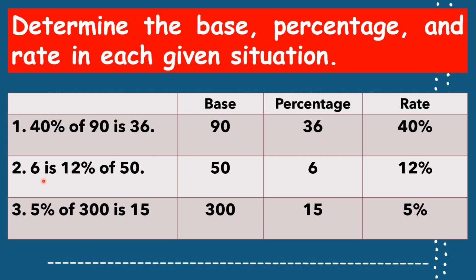For number 2, we have 6 is 12% of 50. So for our base, we have 50. Percentage, we have 6, and then for our rate is 12%. Number 3, 15 is 5% of 300. Our base is 300, percentage is 15, and our rate is 5%.